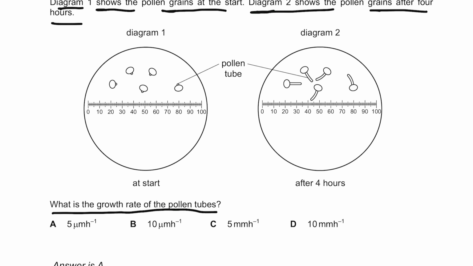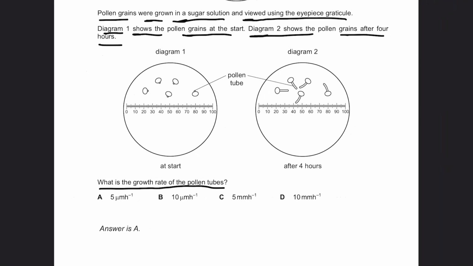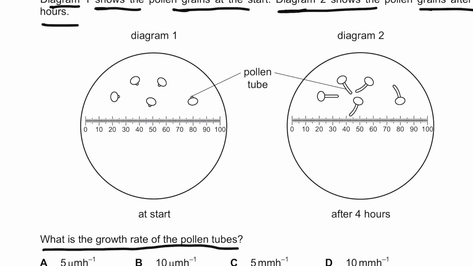So guys, what we have to do is calculate the growth rate of the pollen tube. What is meant by the growth rate of the pollen tube? We need to find the change in length, or the increase in length, of the pollen tube per hour. That is the growth rate. So first we need to measure the change in the length of the pollen tube, or the growth of the pollen tube. So how can we do that?